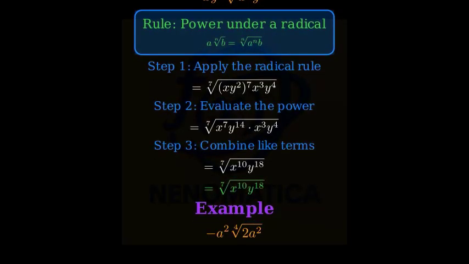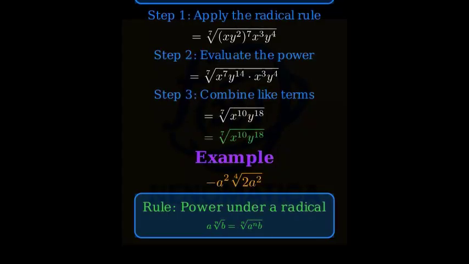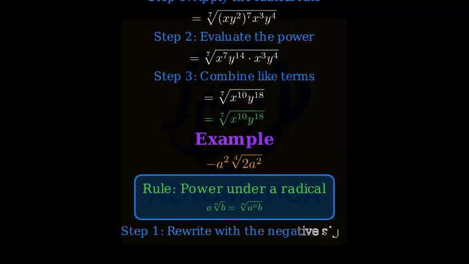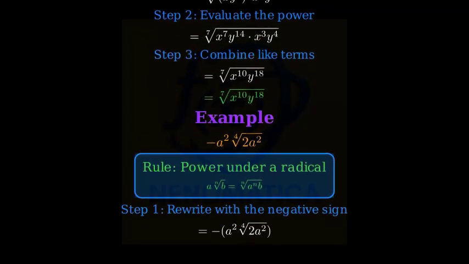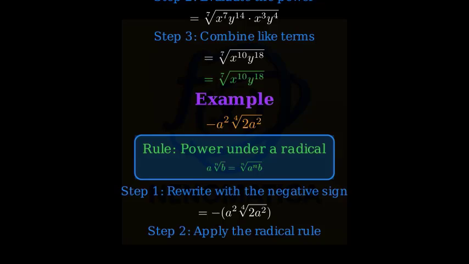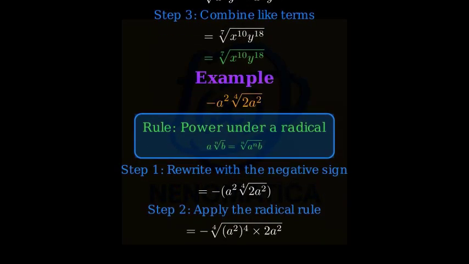We need to simplify negative a squared times the fourth root of 2a squared. We'll use the same radical rule as before. Remember, a times the nth root of b equals the nth root of a to the n times b. First, we need to be careful with the negative sign. We can rewrite this as negative times a squared times the fourth root of 2a squared. Next, we apply our radical rule to the expression inside the parentheses. We get a squared times the fourth root of 2a squared equals the fourth root of a squared to the fourth power times 2a squared.